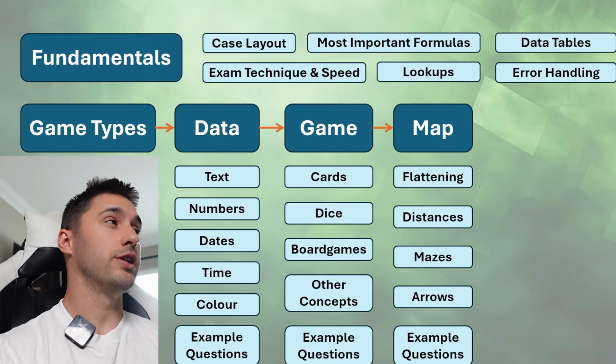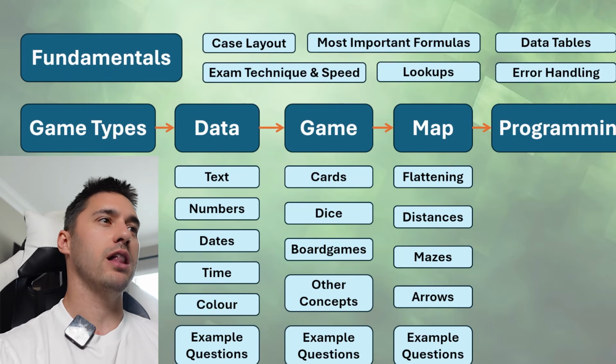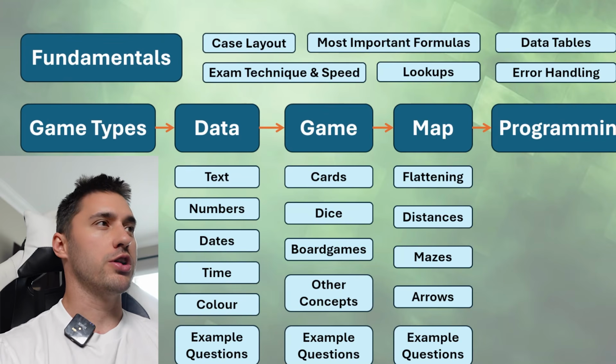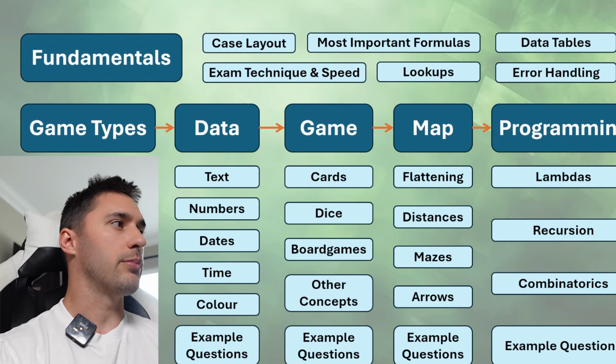Then the last type of game we normally see, which is a lot rarer, is kind of a programming type game. So for anyone that's competed before, think about things like the simple case. In these, you're generally building some type of algorithm or some kind of recursive formula that builds up to solve the entire case. So we're going to talk about things like lambdas, recursion, and combinatorics.